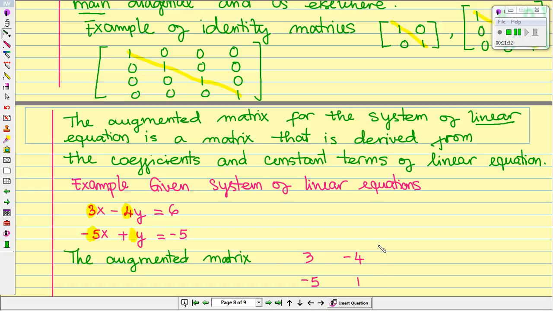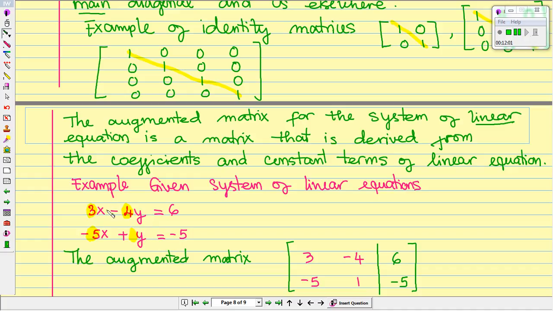Next, for your equal sign, you will draw a line. And then the constants. The constant is the number by itself without the variable on the right hand side of the equation. So we have 6 and negative 5. Now you go ahead and put them inside the bracket. So this is the augmented matrix to represent the given system of two linear equations.